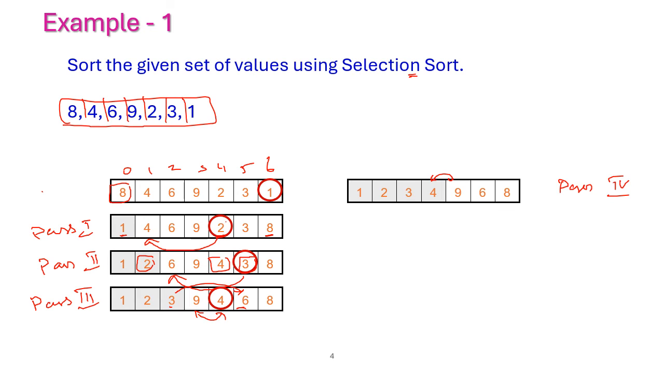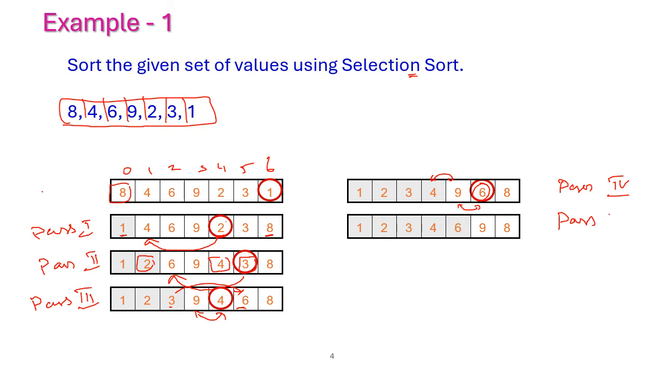Pass 4. And the next minimum value is 6, right? So 6 is the next minimum value. Now these two values will get exchanged. See, at the end of pass 5, 6 is placed in its right position.